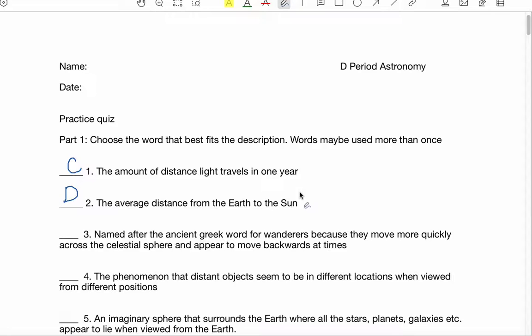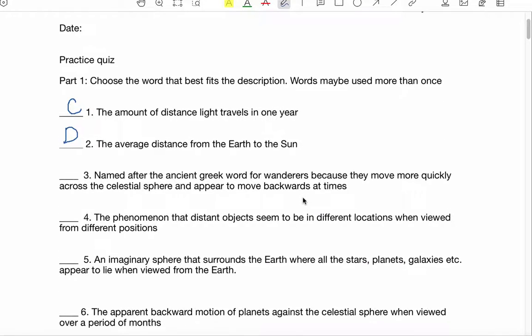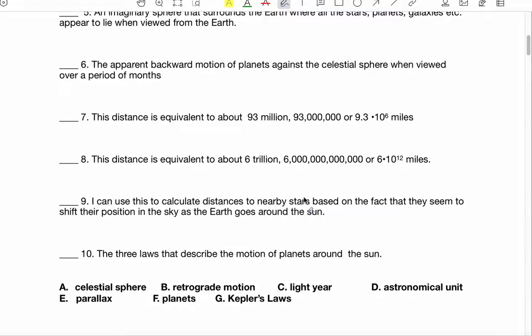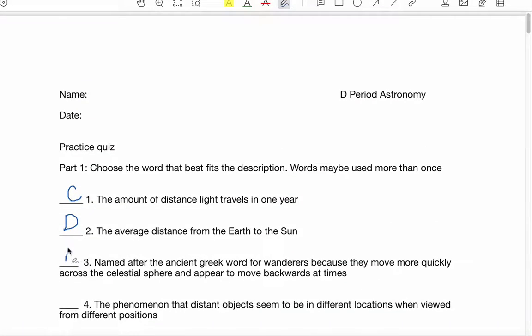Next, named after the ancient Greek word for wanderers because they move quickly across the celestial sphere and appear to move backwards at times. These are, of course, the planets that undergo retrograde motion, which is another word we will find in the word bank.